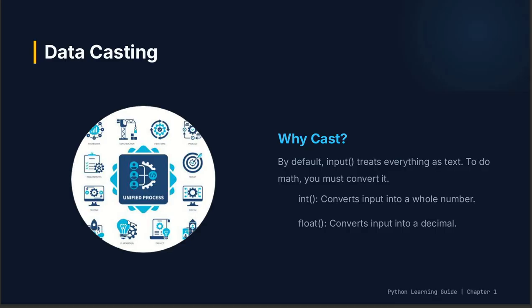To do math, you must convert it. For example, if I ask the user what is 5 plus 5, and the user types 10, it's going to take it as a string, not as an integer. So what we have to do is convert inputs using int, which converts inputs into whole numbers, or float, which will convert input into decimals.